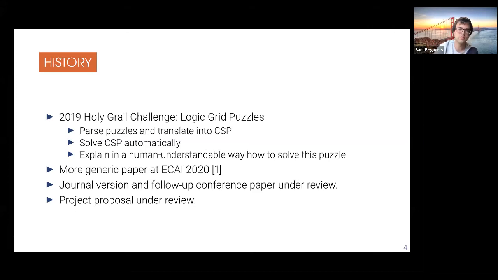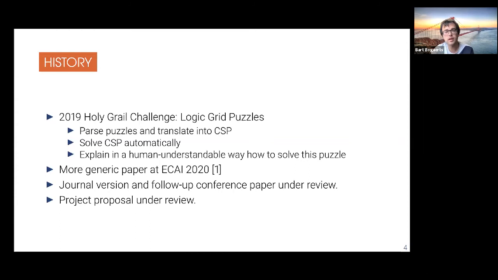So we tackled this challenge partly thanks to a master's student who already did the first part the year before in his thesis. So that was an easy thing to start with for us. And our focus has mainly been on the third part, on how to explain this in a human understandable way, how to solve such puzzles.